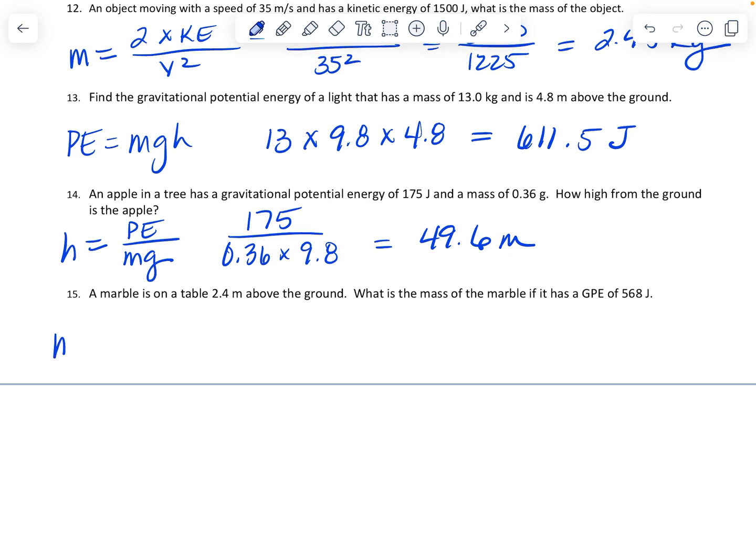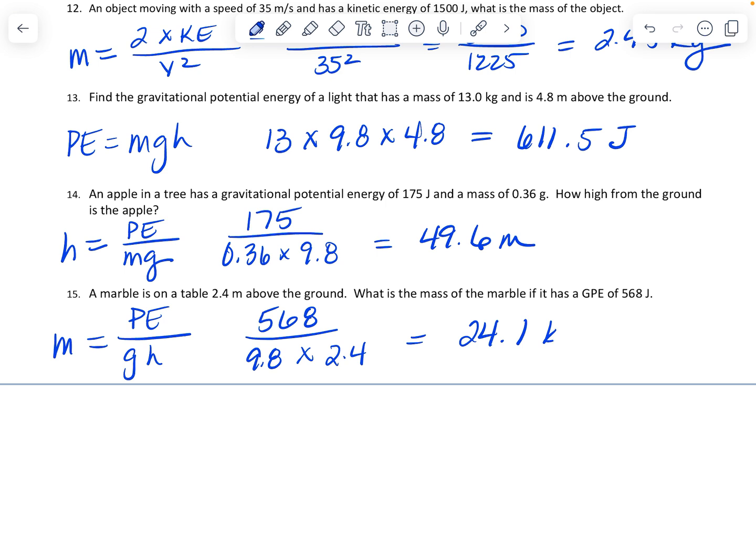Marble's on a table, 2.4 meters above the ground. What is the mass of the marble if it has a gravitational potential energy of 568 joules? So potential energy, gravity times height. We know potential energy is 568 joules. 9.8 times our height, 2.4. 24.1 kilograms. Okay, make sure you're really checking all this math on here. Good luck.